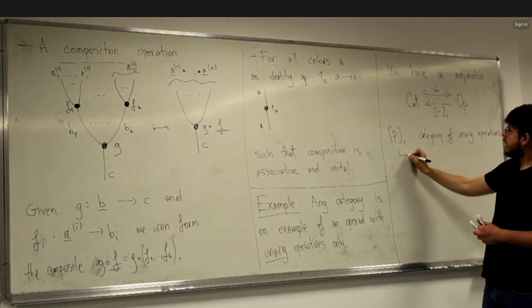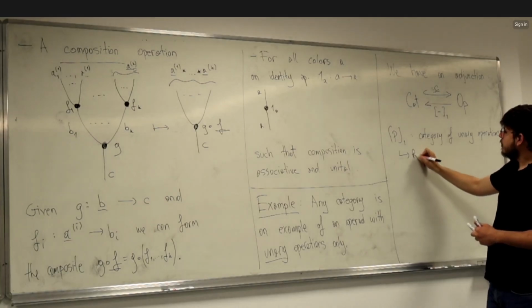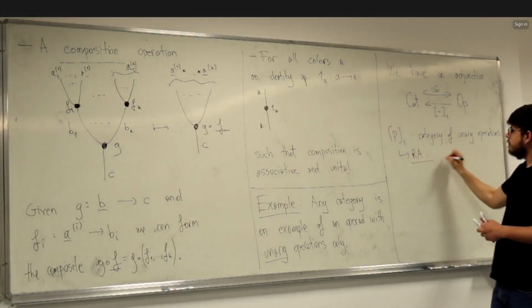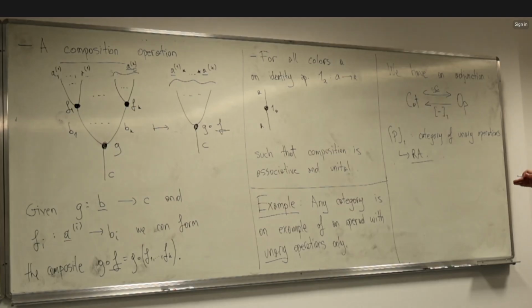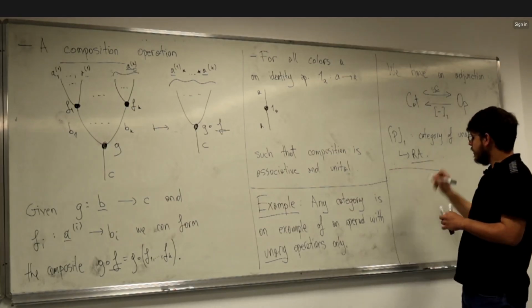And this is right adjoint. So right adjoint. So this is one of the connections between categories and operads. I guess I should say what a morphism between operads is very quickly.